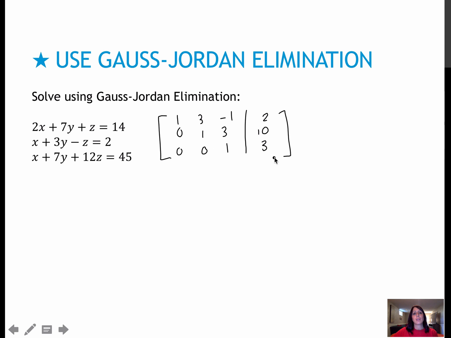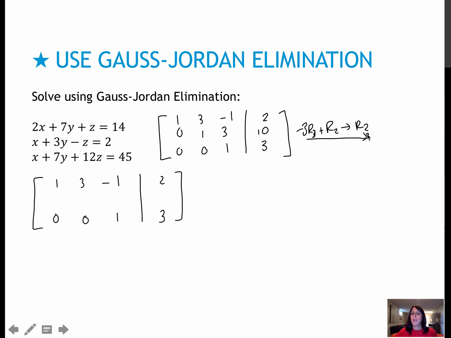So notice row 3 is exactly where I want it. I've got my zeros and my 1. Row 2, not quite where I want it. I have a 1 here, but I really don't want this to be a 3. So I'm going to take -3 times row 3. And the reason I'm using row 3 instead of row 1 is I don't want to mess with this 0. And notice this 0 won't mess with anything. So -3 times row 3 plus row 2 to be my new row 2. So row 1, row 3 will remain the same, and my new row 2 will be -3 times this row plus R2. So -3 times 0 plus 0, -3 times 0 plus 1, -3 times 1 plus 3, and then -3 times 3 plus 10.